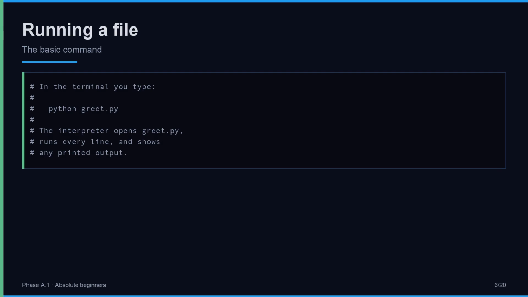Here is the most common way to run a file. In the terminal you type the word Python, a space, and the name of your file, then press enter. The interpreter opens that file, runs every line in order, and shows you anything the program prints. Read the command aloud and it almost explains itself: Python, run my file greet.py. That one line is the doorway between writing code and seeing it work.